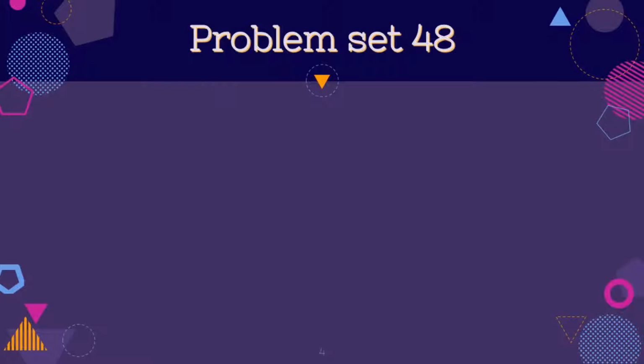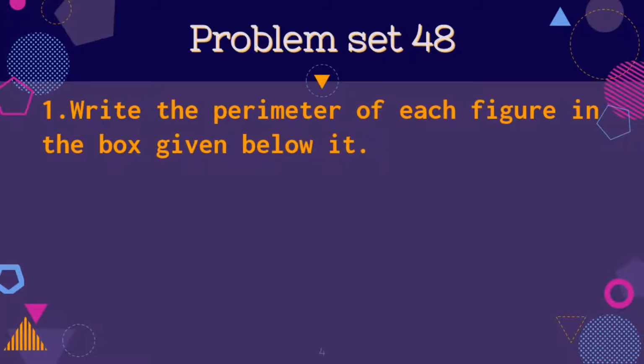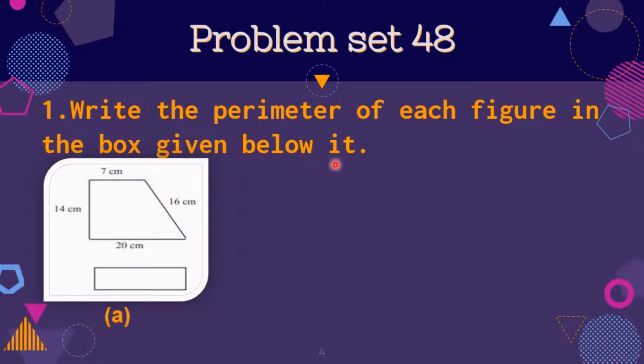Let us solve problem set 48. Question number 1. Write the perimeter of each figure in the box given below it. Here is the given figure and we have to find out the perimeter of this figure.